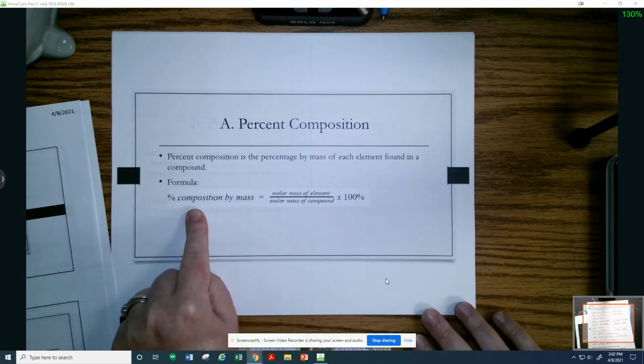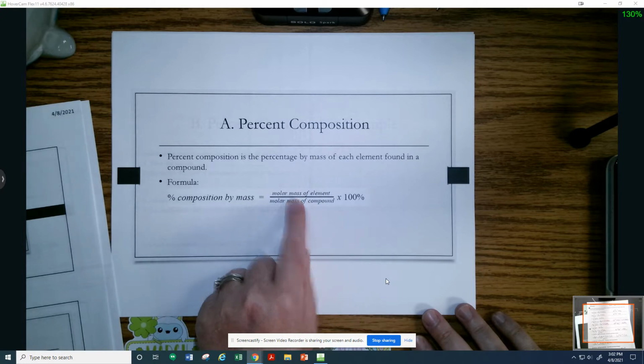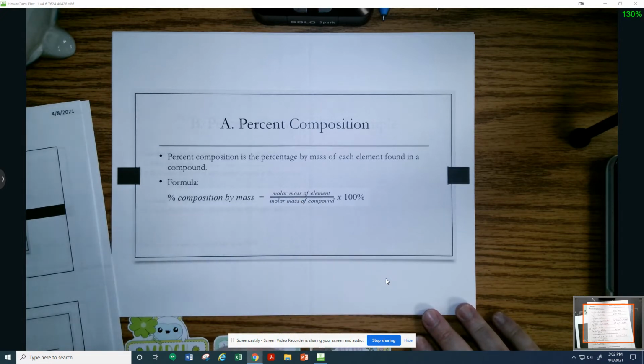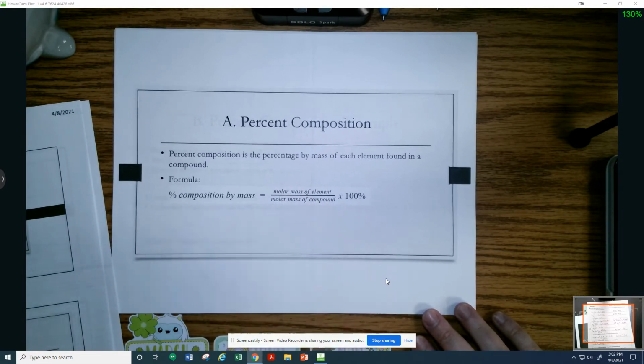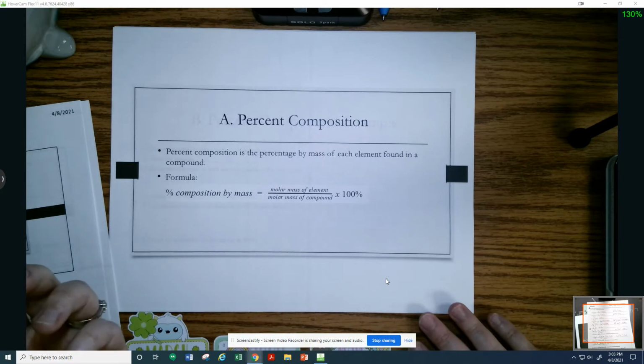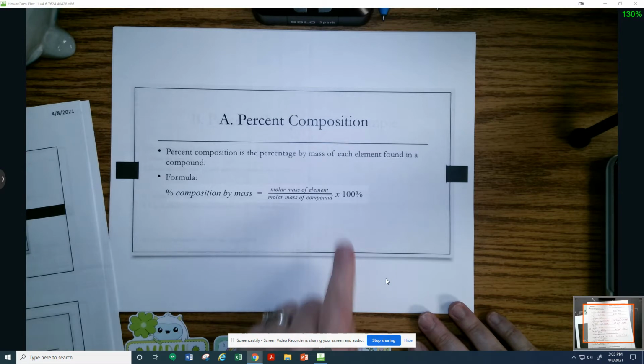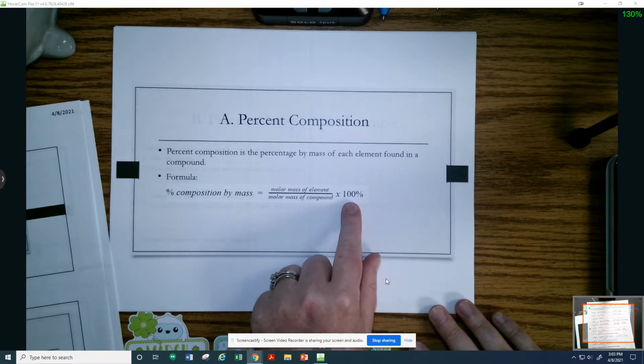So to find the percent composition, you need to know the molar mass of that amount of element in the compound compared to the molar mass of the whole entire compound. And the one thing that oftentimes gets forgotten and confused, and I haven't really figured out why, is you need to take something times 100% to convert it to a percentage.